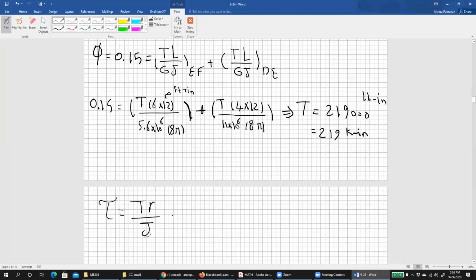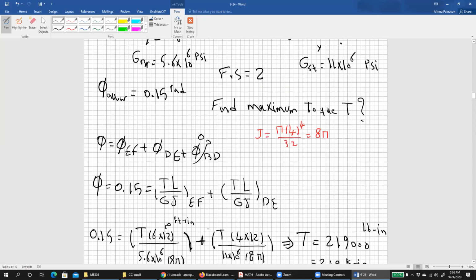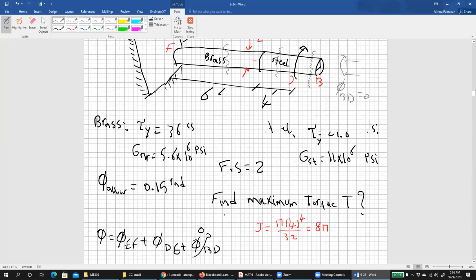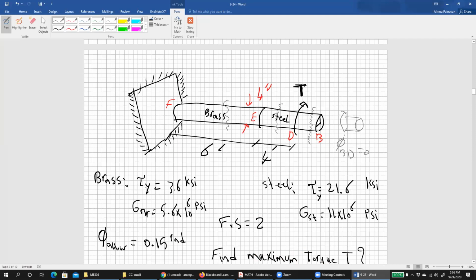And now let me ask a question: which tau should we put here? Tau for steel or brass? Would it be the bigger one? Now that's the thing. We should use a smaller one, right? Because, okay, let's look at here. Here we have 36, we have 21.6, right? If we pick 36 and we find the torque, right?